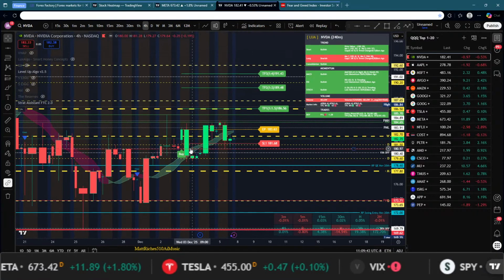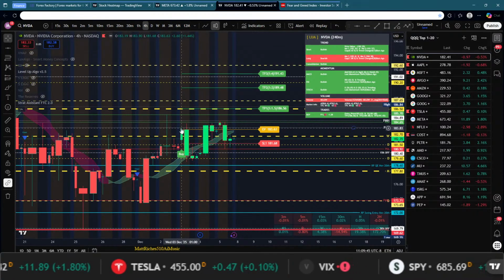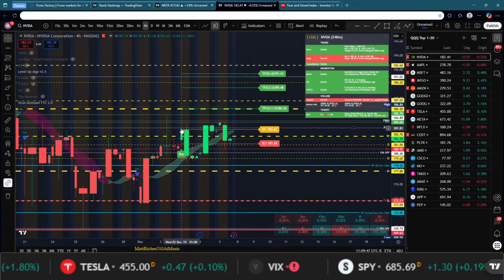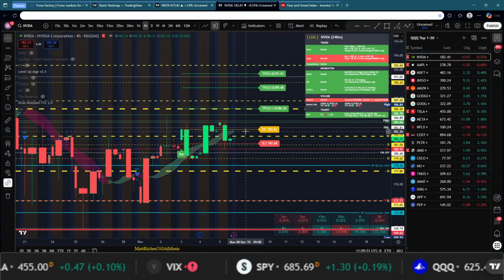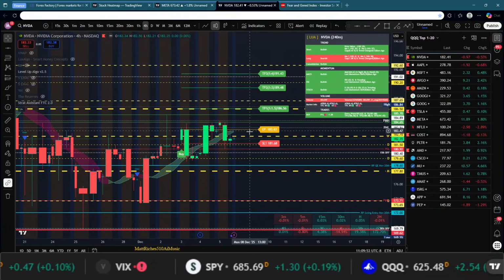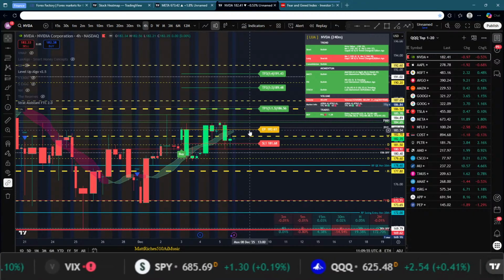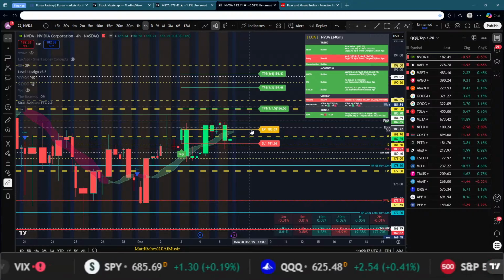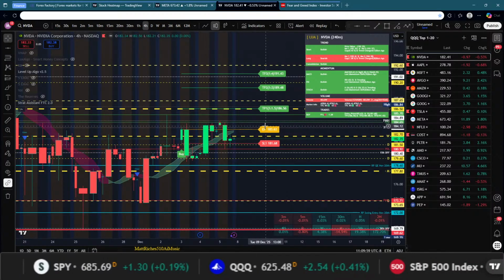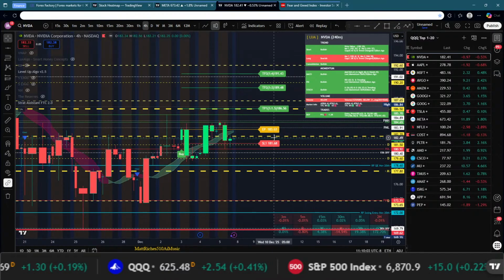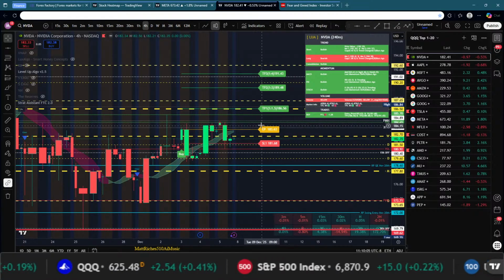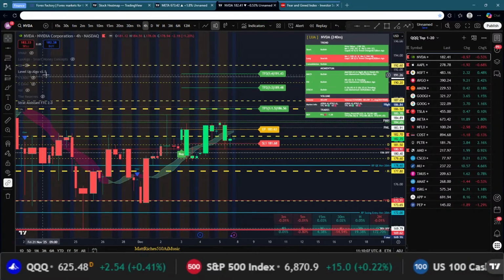So on a 4-hour, we do have a buy here, which came on December 3rd. So the entry point for this buy is 183.63. So if you would like to buy NVIDIA to the upside, it does have a buy. So yeah, that's what the algo says.